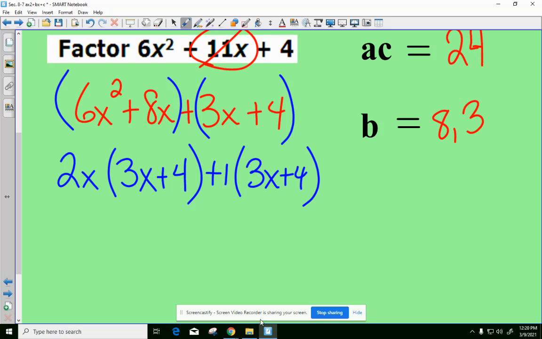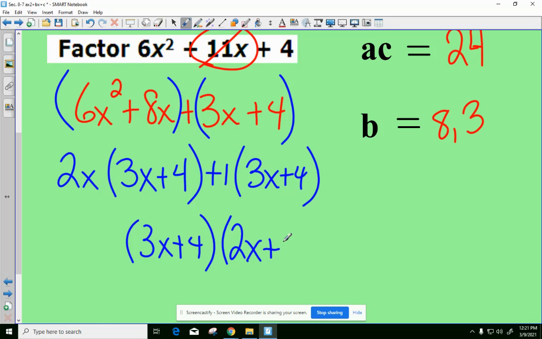Ben, can you tell me what my last step's going to be? No. What is their common factor? What is it that they share? Carly, what do they share? Good. These two terms share a 3x plus 4. What goes in my other set of parentheses? Kyler?